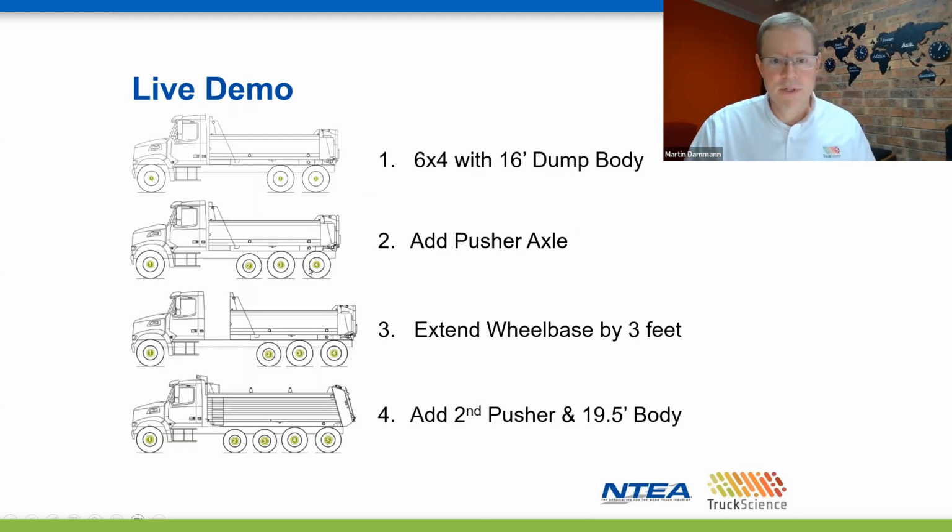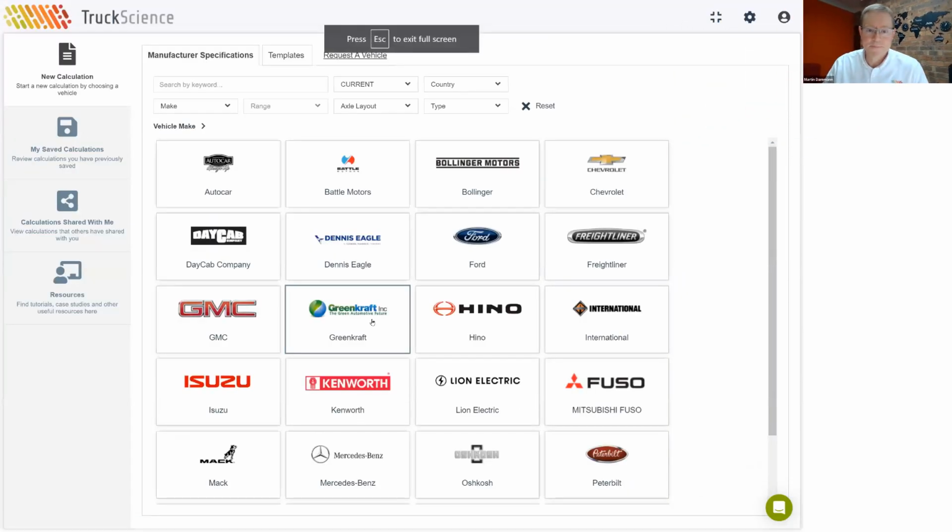So for our live demo today, we'll start with a 6x4 chassis and a 16-foot dump body to set up our baseline vehicle. Then we'll add a pusher axle and compare our new carrying capacity to our baseline vehicle. Next, we'll extend the wheelbase by 3 feet to see how that affects overall bridge carrying capacity and the turning radius. And finally, we'll add a second pusher and a longer body to optimize our quad axle dump truck. I'll switch to the live demo now.